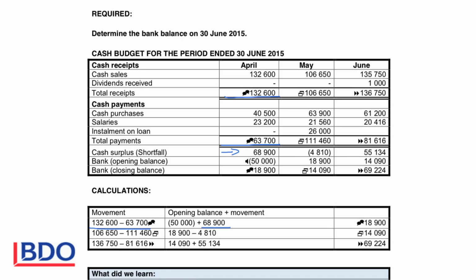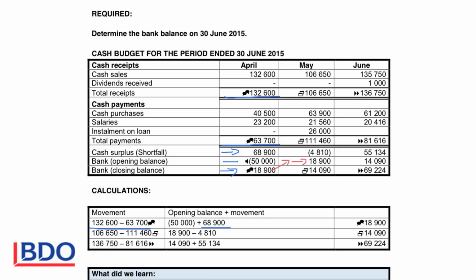The bank balance at the beginning of the month was an overdraft, so it's a negative 50,000. If I put 68,900 in the bank, I will first cover the overdraft of 50,000, and then my balance will change into a favorable balance of 18,900. In the next month, we will start the opening balance with the closing balance of the previous month. So it means if there was a positive 18,900 in April, we will start with a positive 18,900 in May.